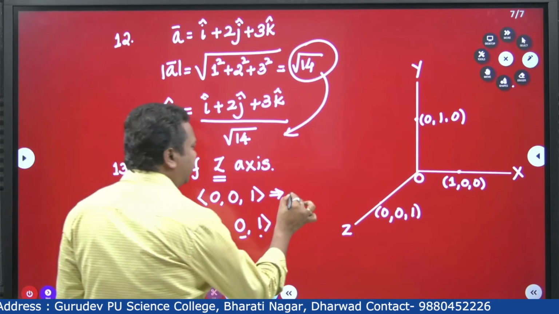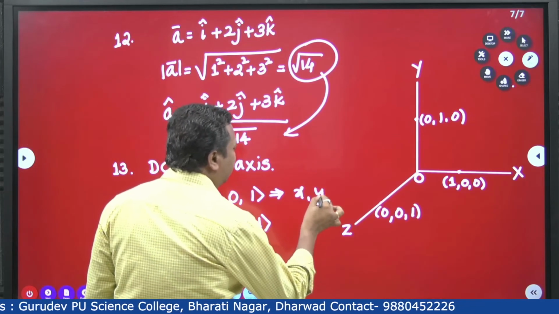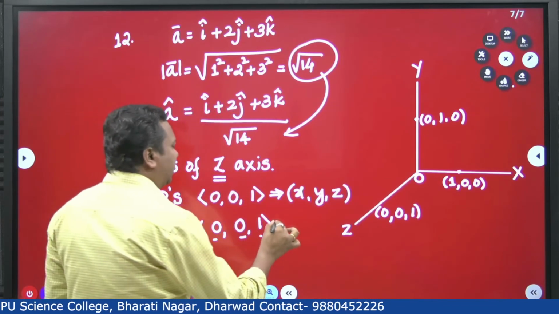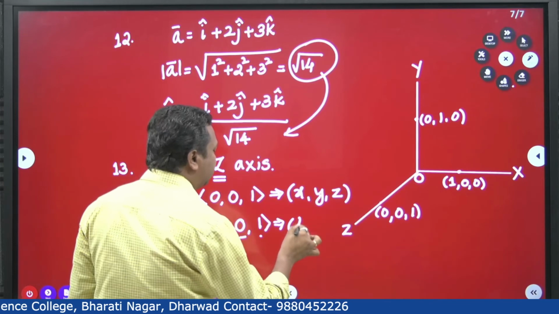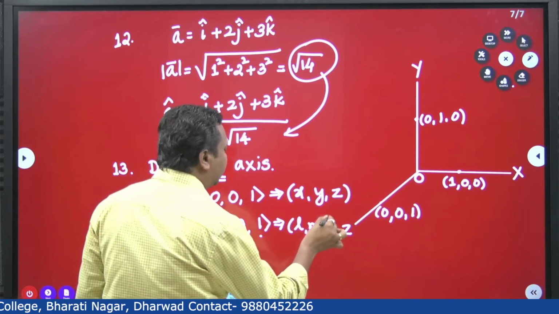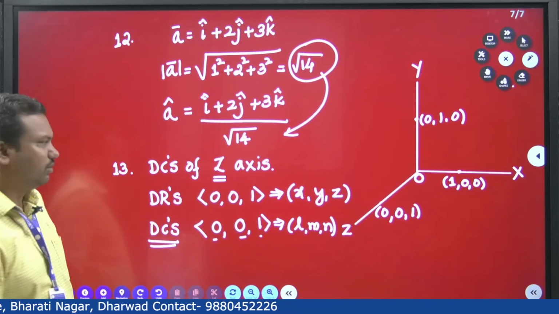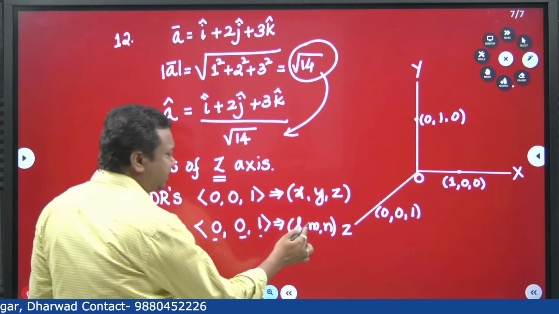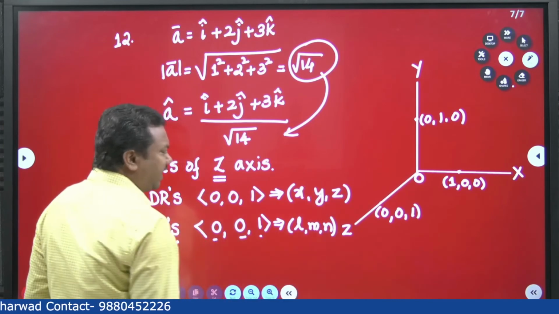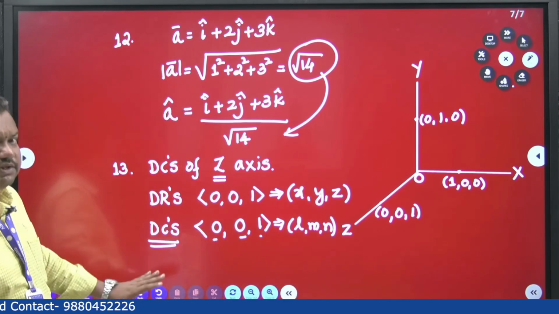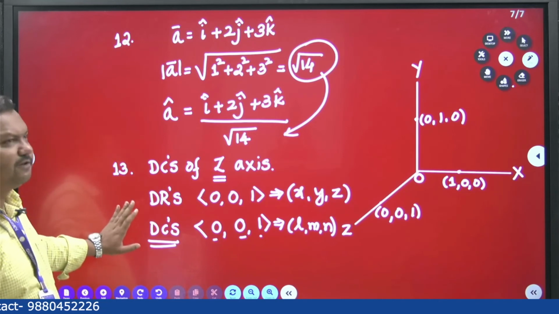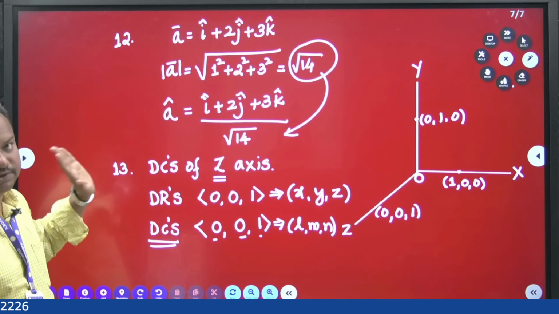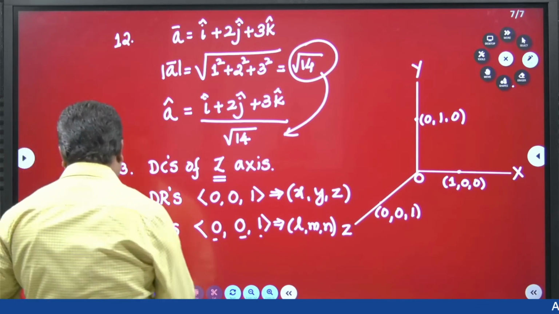So how do you denote direction ratios? We denote them as x comma y comma z, whereas direction cosines are defined as l, m, n, where l is equal to x divided by root of x square plus y square plus z square, and m is equal to y divided by root of x square plus y square plus z square. So just take care how it makes a difference. What do you mean by direction ratios? What do you mean by direction cosines? Okay. Let's go for the next question.